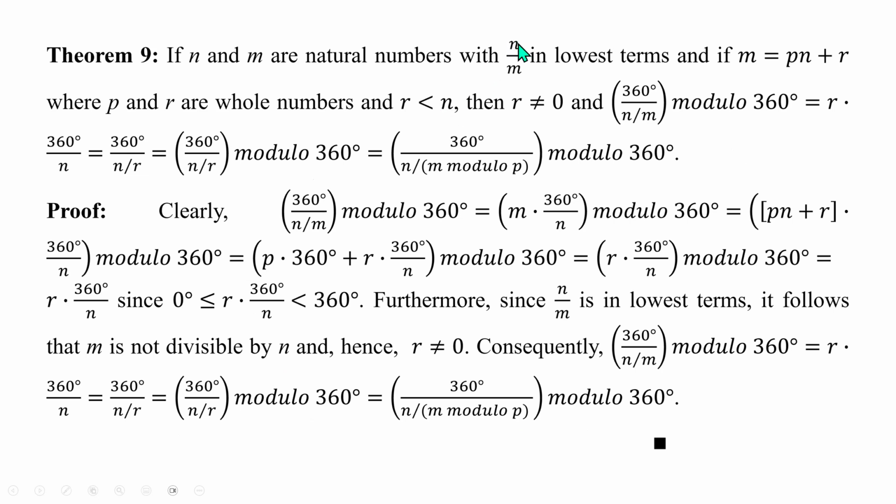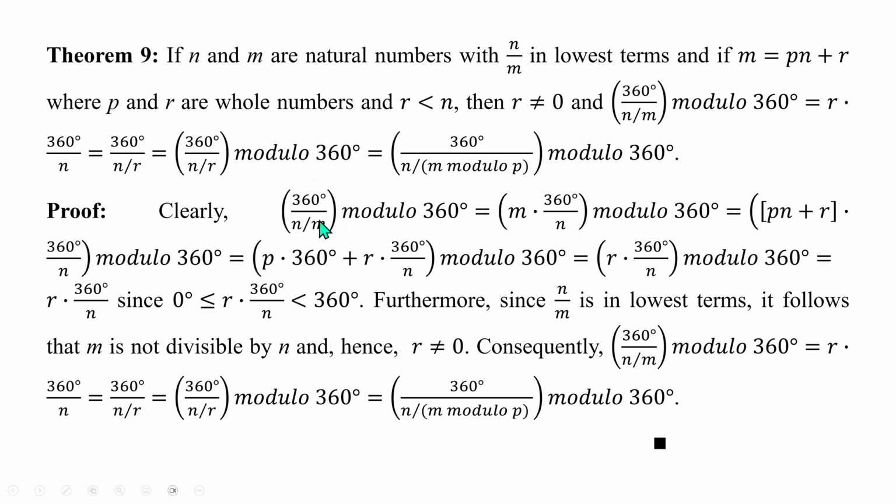And if this is in lowest terms, then certainly n will not divide evenly into m, so you always get back a remainder that is going to be different from 0. Okay, and then we're claiming that this result modulo 360 is going to be equal to all of this. Well, let's see if we can prove that.